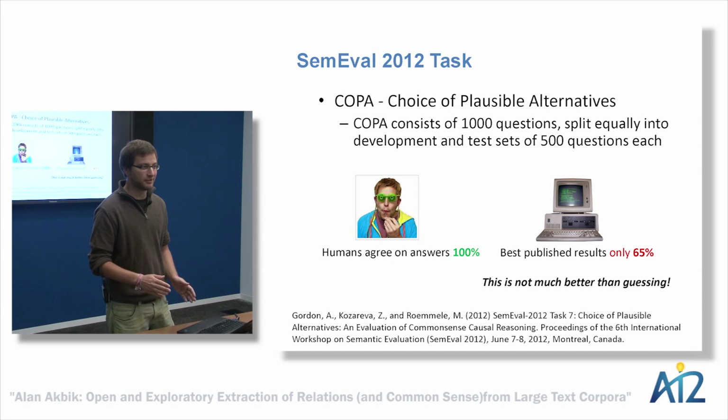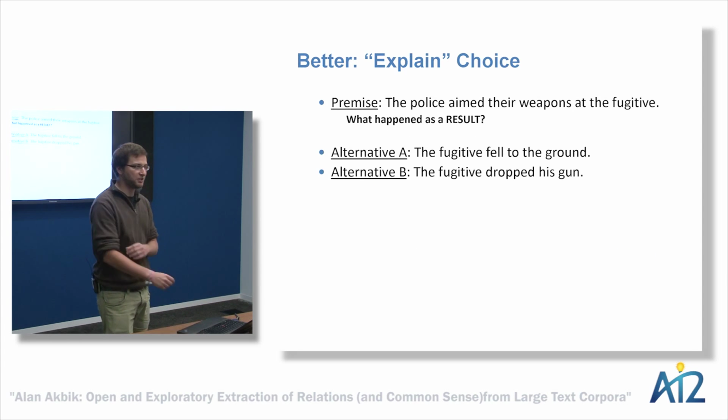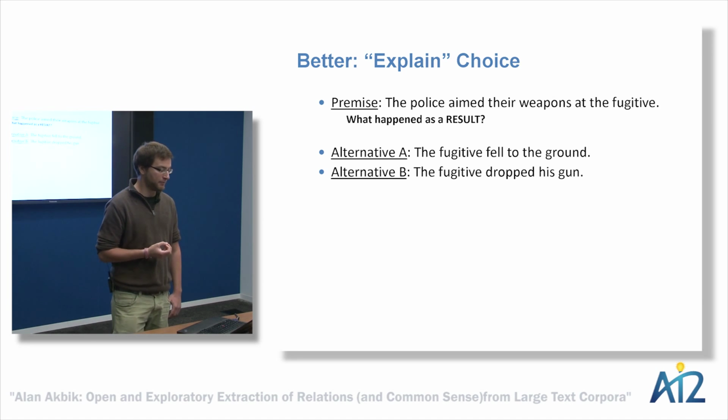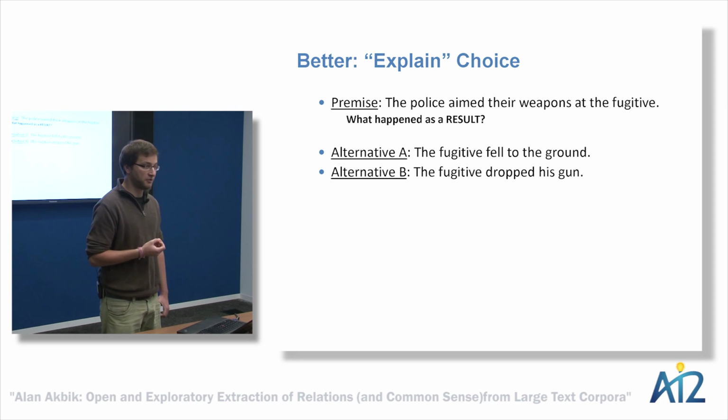And so we were motivated in modeling this kind of world knowledge, but actually what we want is a bit more than just selecting the right answer. Because the better thing would be, what if the program could actually explain its choice? So let's go back to this one. The police aimed their weapon at the fugitive. What happened as a result? The fugitive fell to the ground.